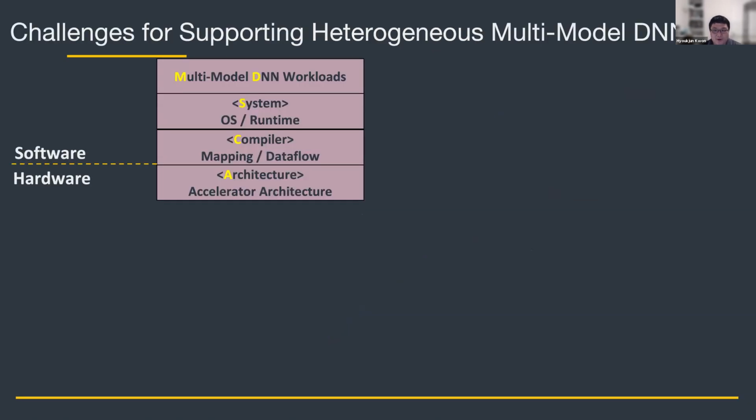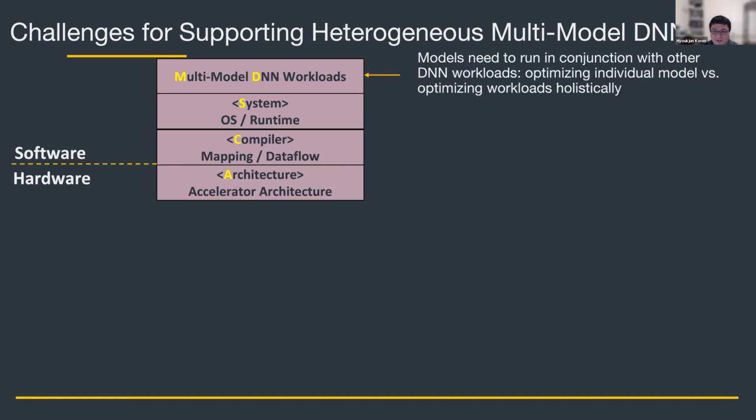Such heterogeneity and having multiple models inside the workload imposes a lot of challenges across the whole computation stack, from the software and the model side, way down to the hardware architecture. On the model side, a model needs to run in conjunction with other DNN workloads. So now the research question arises whether we want to optimize for an individual model or optimize the workload holistically. And there are many other research questions like this.